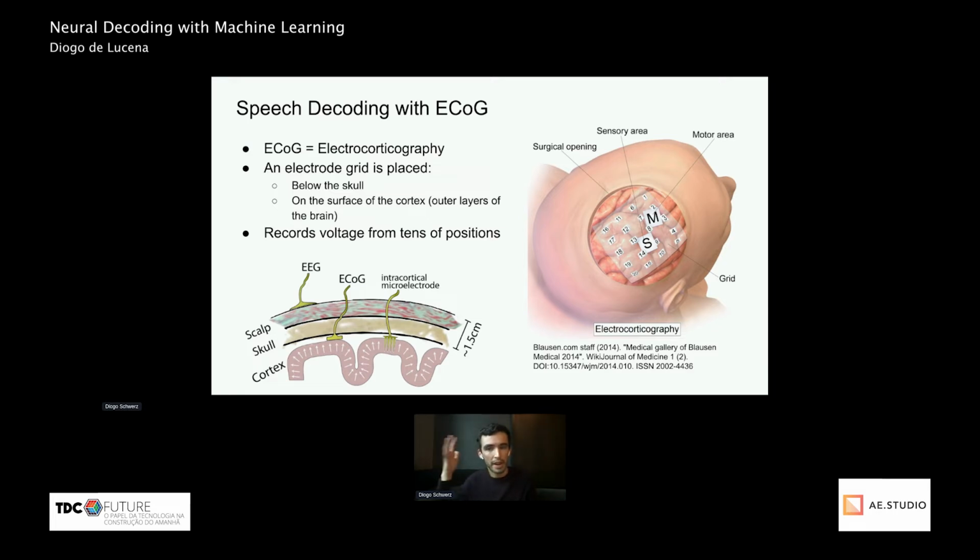ECoG is placed right on top of the brain, on the cortex, where all those neurons are really activating, and it's much easier to differentiate signal from different sensors. And it's really an array with a variety of positions, and for each of those positions, we measure activity of neurons in that region.